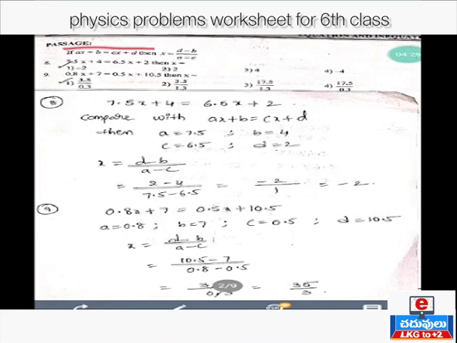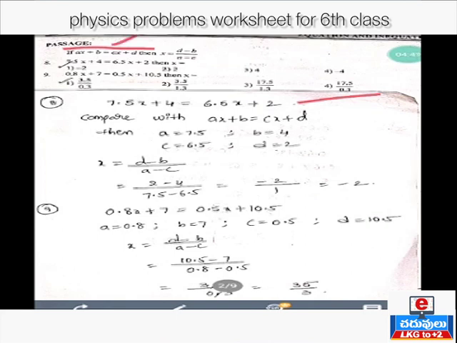By using this passage, we can solve the remaining problems here. See here, the 8th one, 7.5x plus 4 is equal to 6.5 into x plus 2. This is in the form of ax plus b.